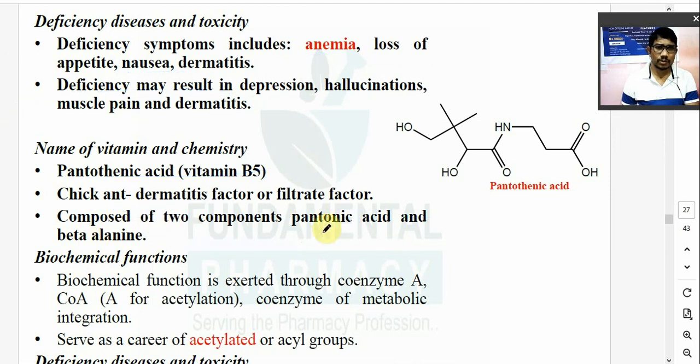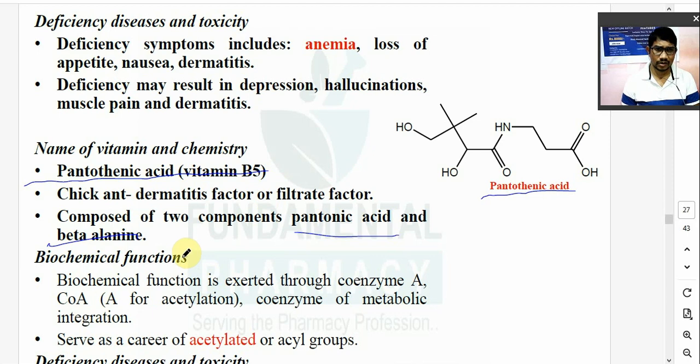Now it is composed of two components. The first one is pantoic acid, because pantothenic acid के नाम में ही रखा है pantoic acid, and beta alanine. So there is one amino acid over here, beta alanine, and pantoic acid. So composed of two components, pantoic acid and beta alanine. So that's why pantothenic acid or vitamin B5, right?